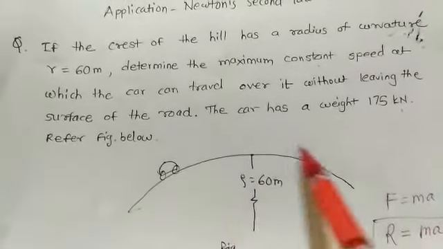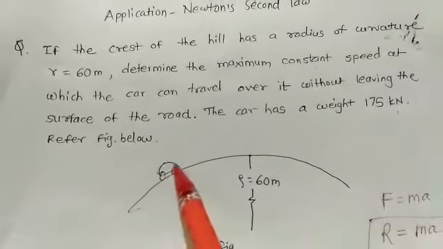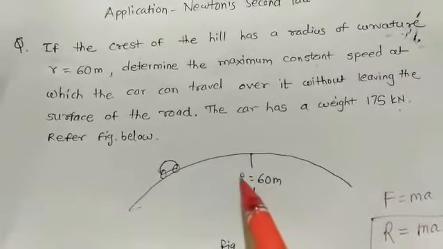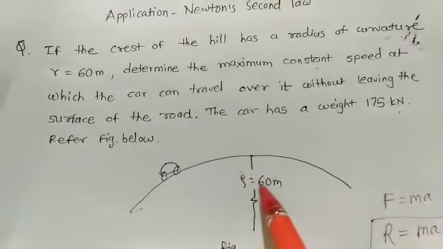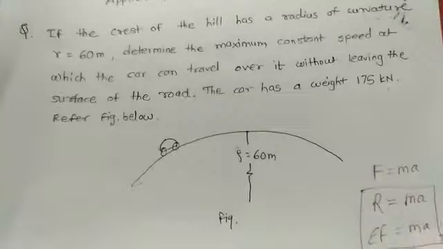Refer to this figure. This is nothing but the crest of the hill. This is a car moving on this crest. The radius of curvature rho is equal to 60 meter. It is given.